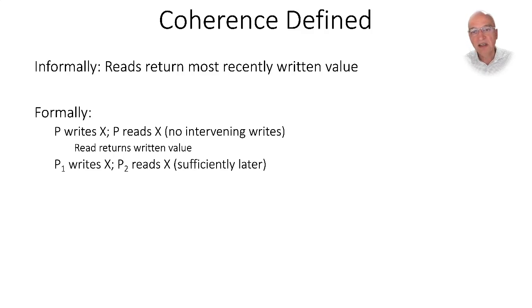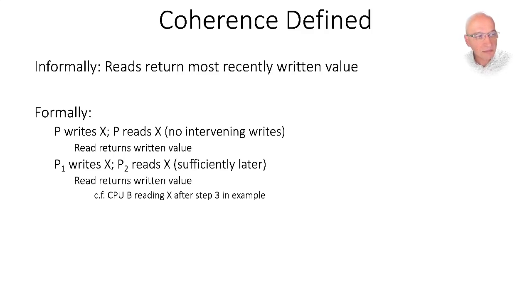In a multiprocessing system, P1 writes the value of X and P2 reads the value of X, and let's say that this P2 read is sufficiently later. In that case, the read must return the written value. Now we have a very tricky thing, that we have to define what sufficiently later is, and that is where the solutions for coherence come in. One example would be CPU-B reading the value of X after step 3 in the example, where CPU-B has the stale value. The idea of coherence is that CPU-B cannot read the stale value. It has to read the new value.